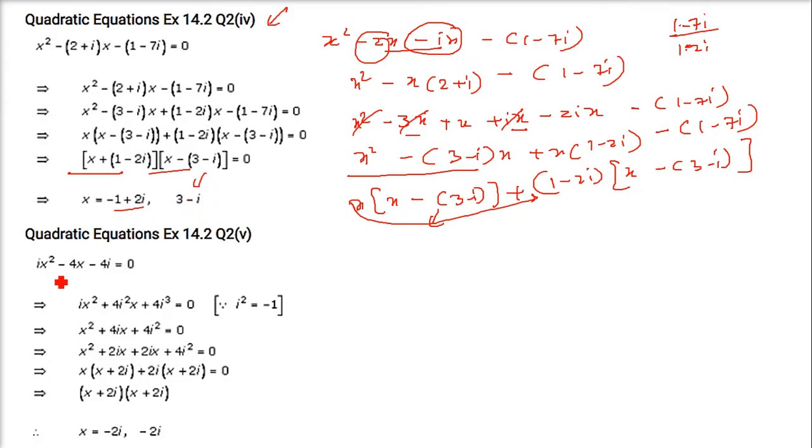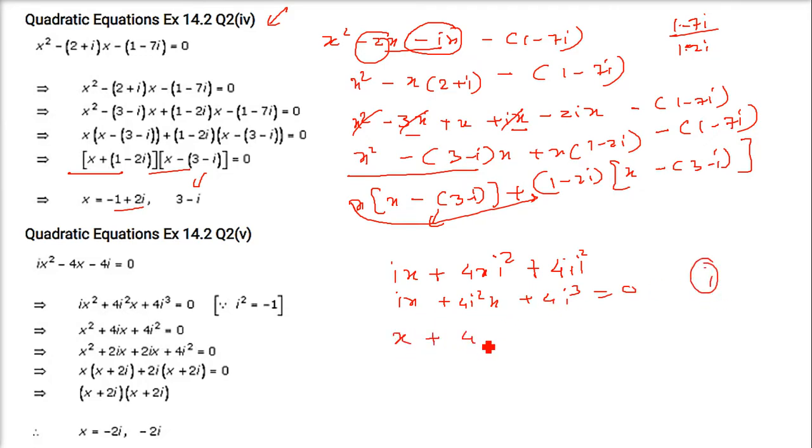Now you have x square minus 4x minus 4i. So ix is there, I am adding an i square here, so I have to make it as a plus 4x i square. This is minus 4, so I am making it as plus, and I am adding an i square here. So this will be ix, this will be 4i square x, and this will be 4i cube. Now divide both sides by i. All one i will be eliminated. x square plus 4ix plus 4i square equal to 0.